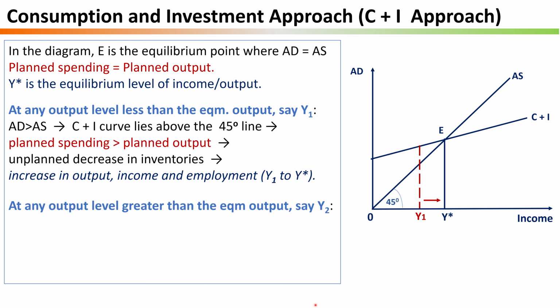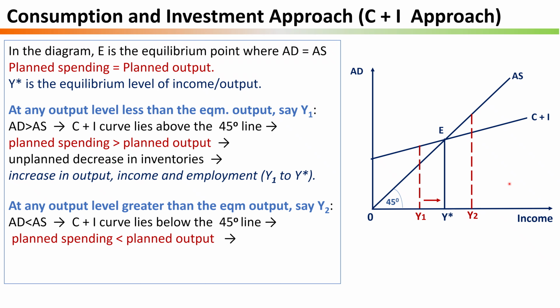Now let's take an output and income level greater than the equilibrium output, say Y2. At Y2, the C plus I curve lies below the 45-degree line. That is, aggregate demand is less than aggregate supply. Or, in other words, planned spending is less than planned output.